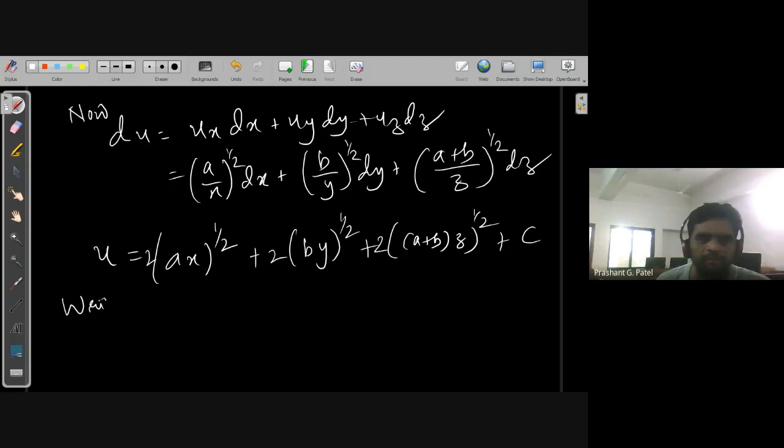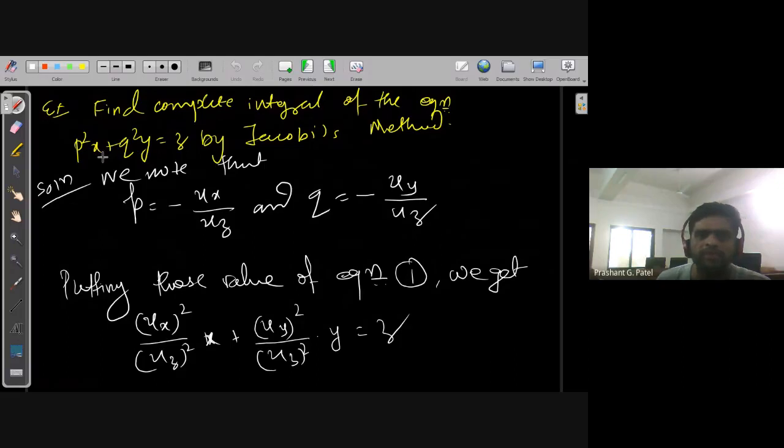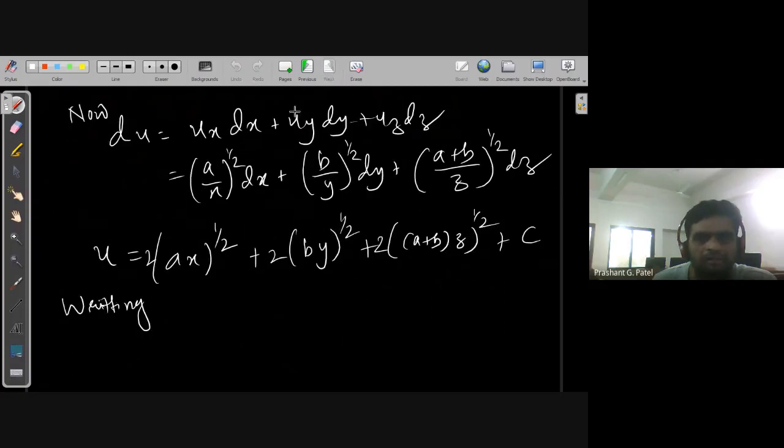The ultimate goal is to obtain the solution of this differential equation. That means we need to calculate what is z. Ultimately our objective is not finding u, our objective is finding z, because this is a two parameter problem, or two independent variables are involved here. What we got here is u. So by writing u equal to some constant c, that c will get cancelled out.